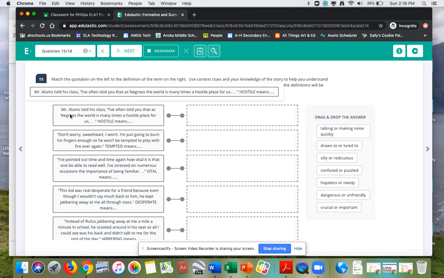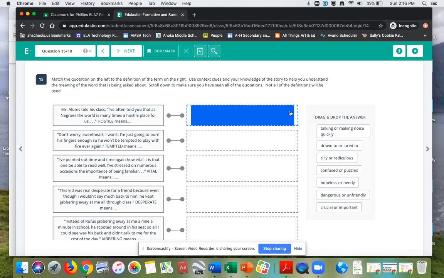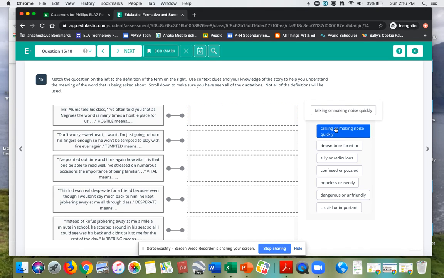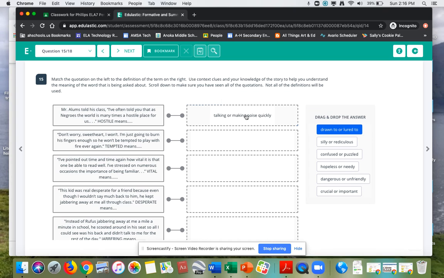All right, so this is the vocabulary section, right? So the line, Mr. Alums told the class, I've often told you that as Negroes, the world is many times a hostile place for us. What does hostile mean, right? So then you're trying to find the definition that matches up with hostile. And then again, you drag it. Notice how the dotted lines turn blue. That's when you know that you can let it go and it'll stay over there.